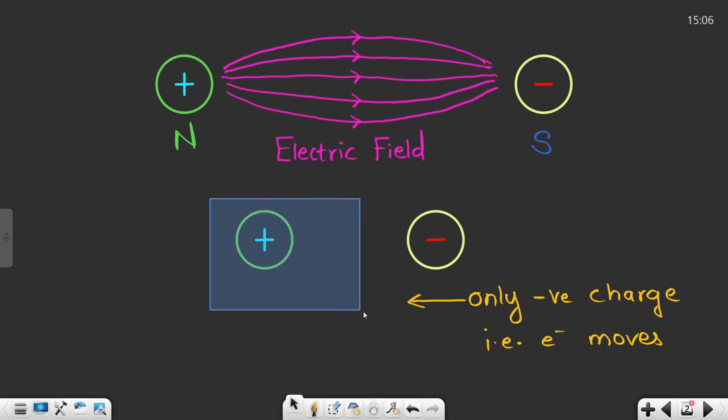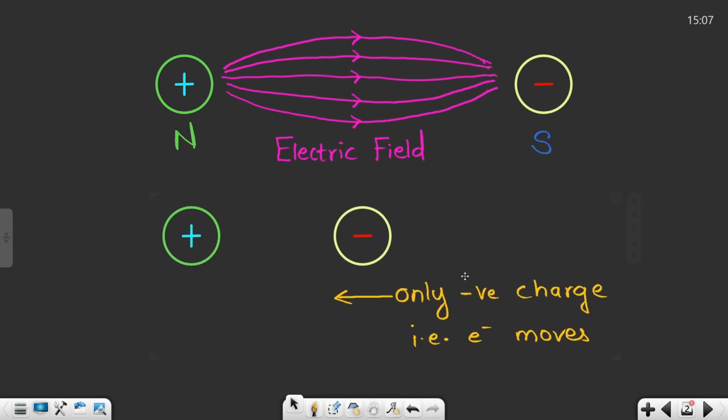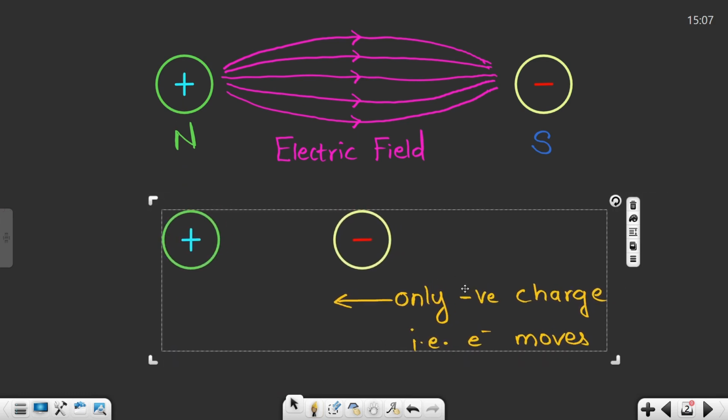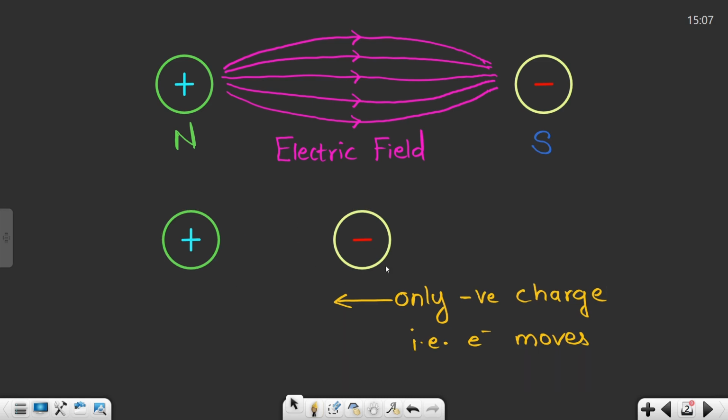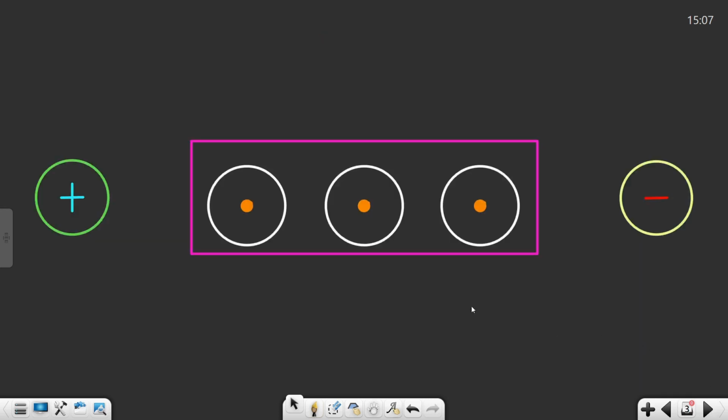I'll show it in this way so that you should not get confused. So the positive charge did not move, whereas the negative charge moved towards the positive charge due to the electric field. Okay, only negative charge, that is electron, moves. I hope you are able to understand this particular thing. Okay, now let's move further. I know I have left this particular discussion incomplete. We'll see that, don't worry about that.